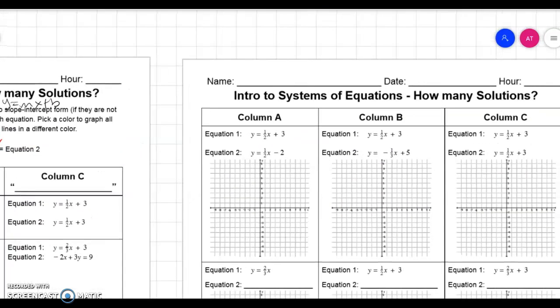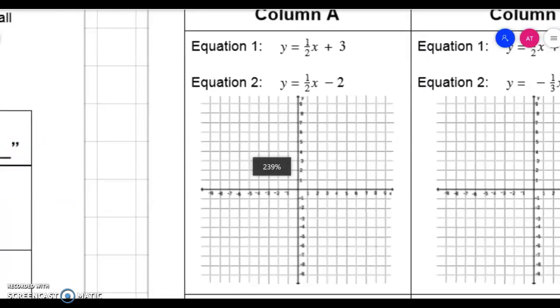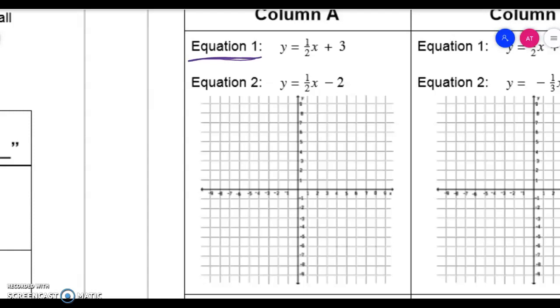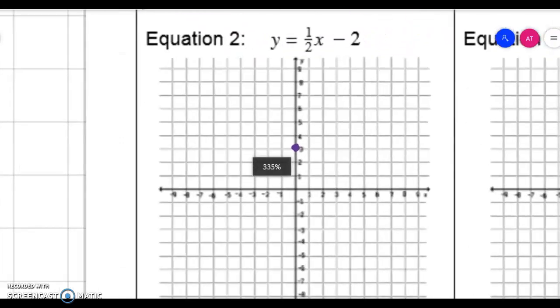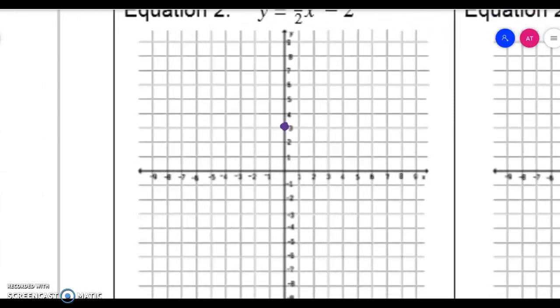So what we're going to do is graph in column A the first one. It has both of the equations above it, just in case you lose track. I always need to start at my y-intercept. So on the y-axis, I'm going to go up to 3 and put a dot. My slope, if you remember, is 1/2, so I need to go up 1 and to the right 2. I'm going to zoom in pretty close so you can see. I'm going to go up 1 and to the right 2 and put a dot.